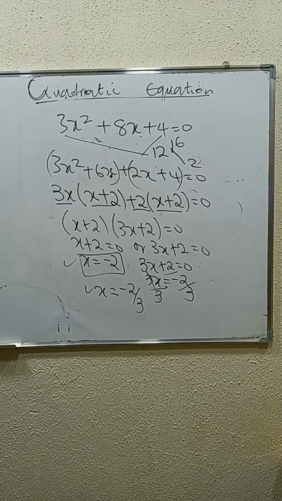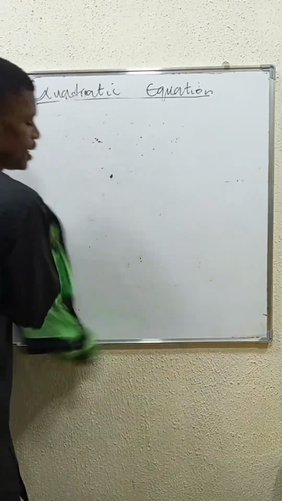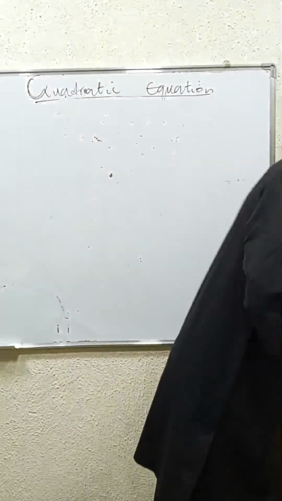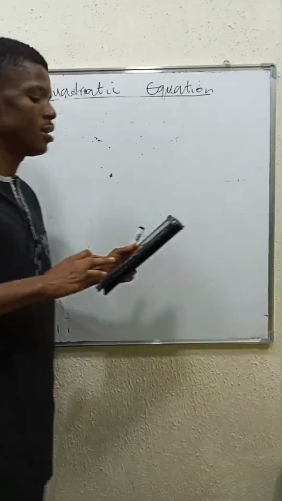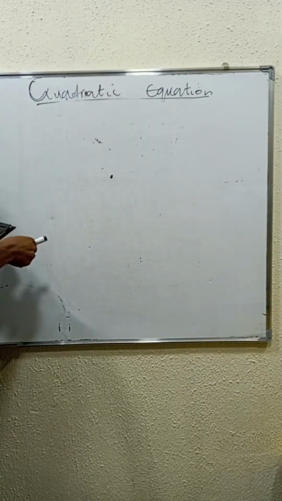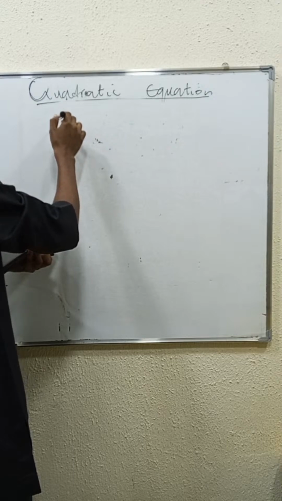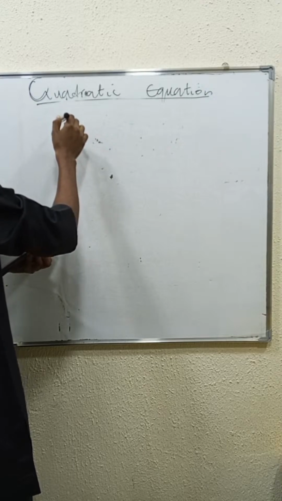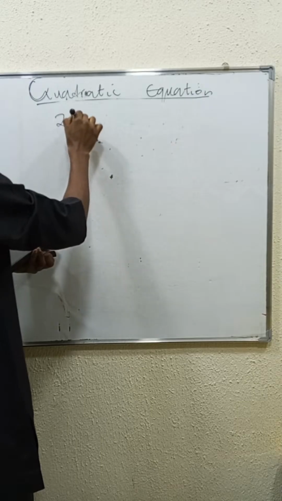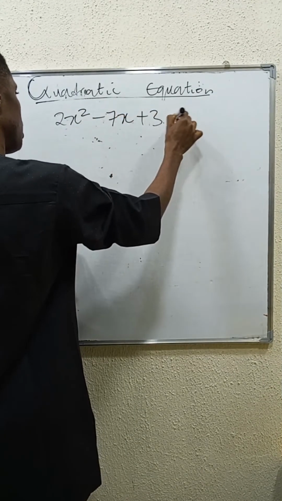Okay. And that becomes the answer. So let's solve the last question for the day. Let's do 2x squared minus 7x plus 3 is 0.